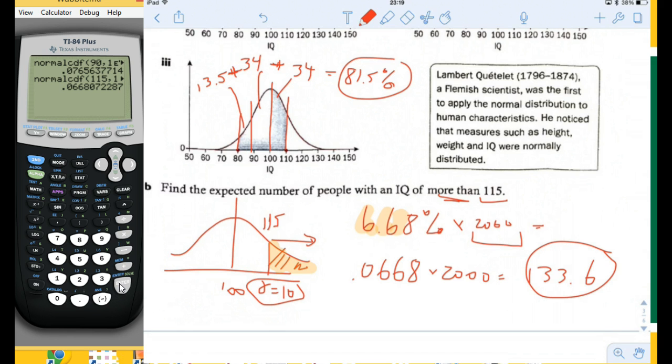We could say 134 maybe on the answer on a test so that we show that we know that there is no such thing as 0.6 of a person.